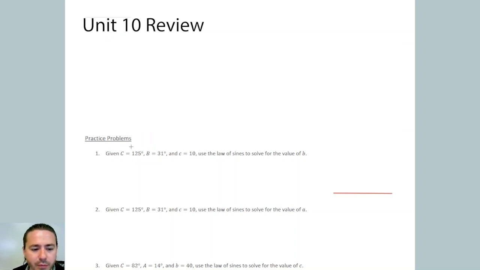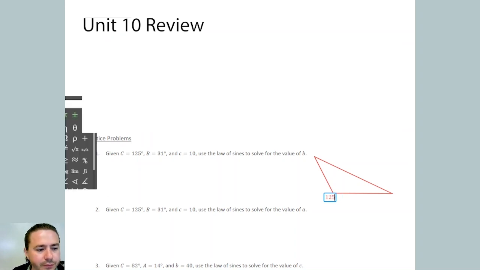So here, it looks like we do have an obtuse angle. I'm going to try to draw one. This is not drawn to scale, but I'm going to make it reasonable so that I know that this is 125 degrees. Call that angle C. And I'll pick one of the other angles to be B, so it doesn't really matter which one. I'll just pick this one. And then we know that C is 10.